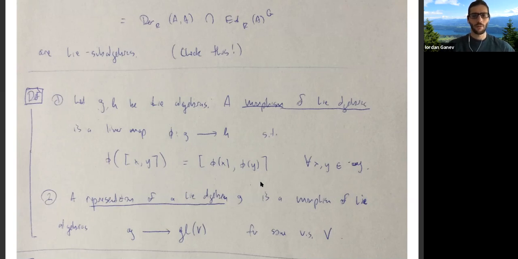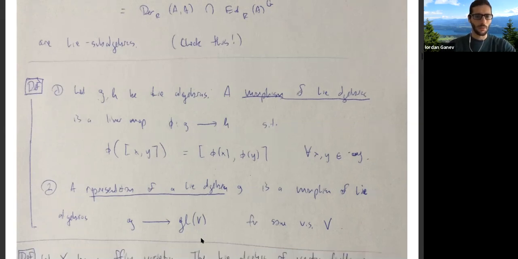And a representation of a Lie algebra is a morphism of Lie algebras from G to gl(V). So again, gl(V) is endomorphisms of V thought of as a Lie algebra through the commutator. So the commutator of elements in G goes to the commutator of matrices here. So those are basic definitions.